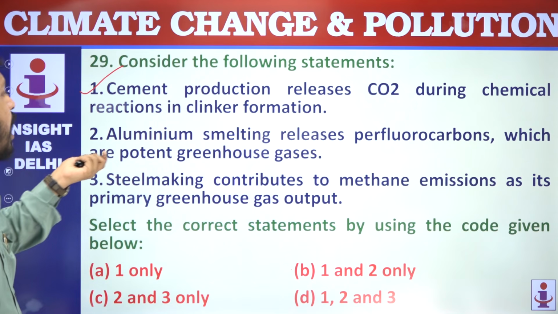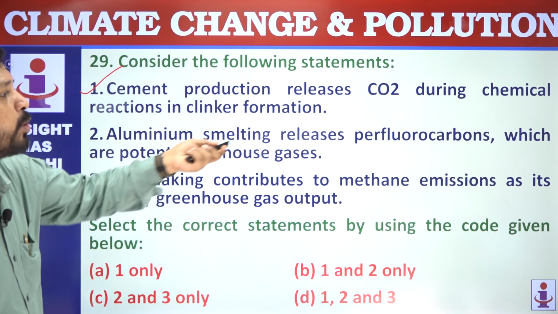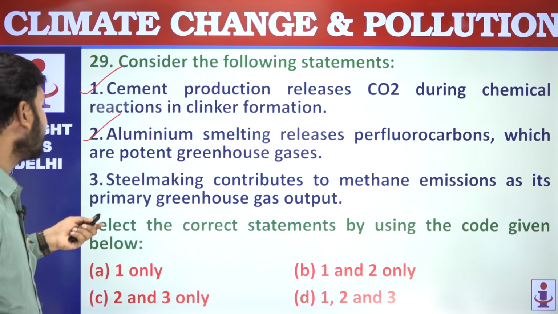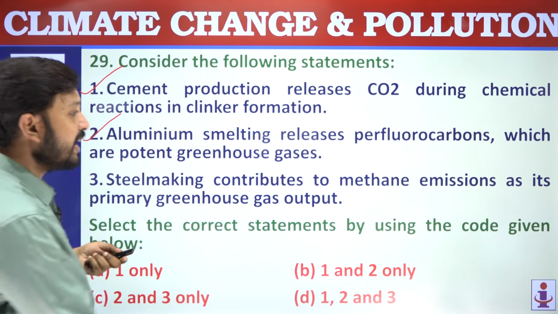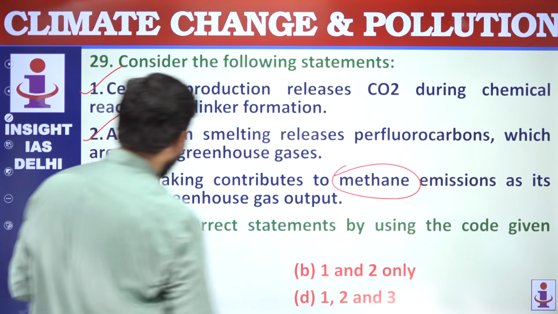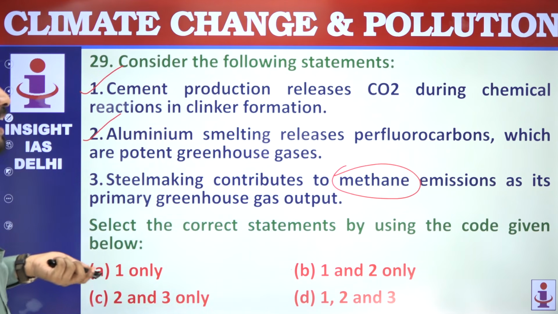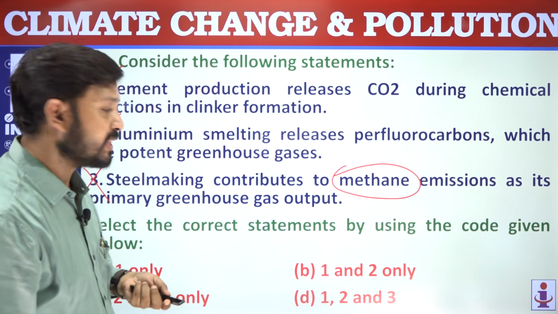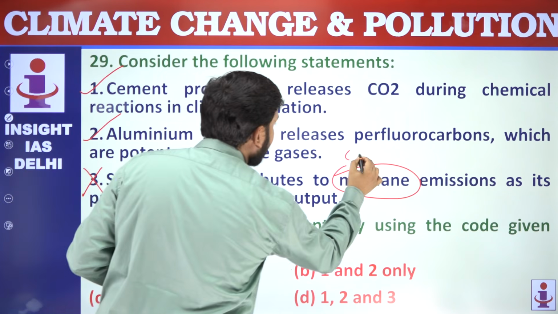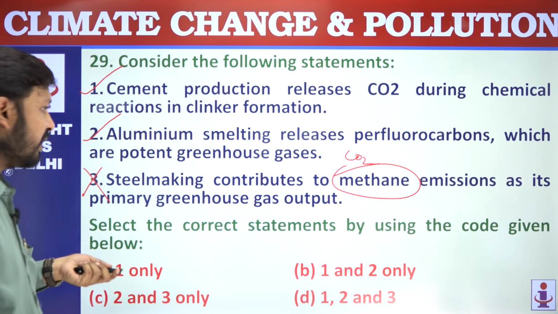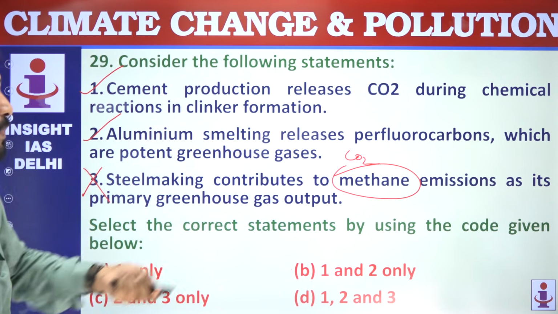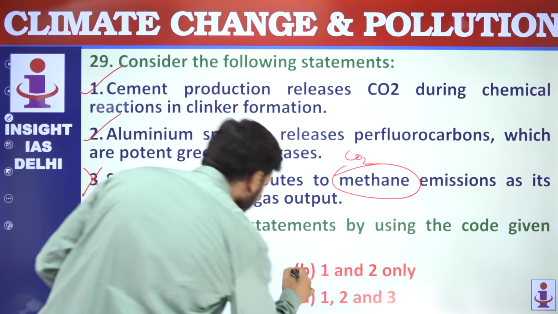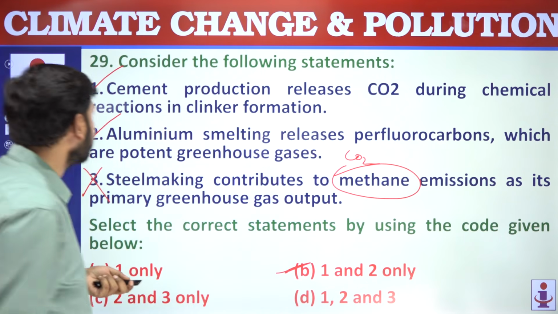Yes, right one. Aluminium smelting releases perfluorocarbons which are potent greenhouse gases. Yes, this is the right statement. Steel making contributes to methane emissions as its primary greenhouse gas output. No, this is the wrong statement because it will release carbon dioxide, not methane, okay. So it will release which one? Carbon dioxide. So let's read. They're asking for correct statements by using the code given below. So 1 and 2 are correct. So 1 and 2 are there in option B. So B will be our right answer.